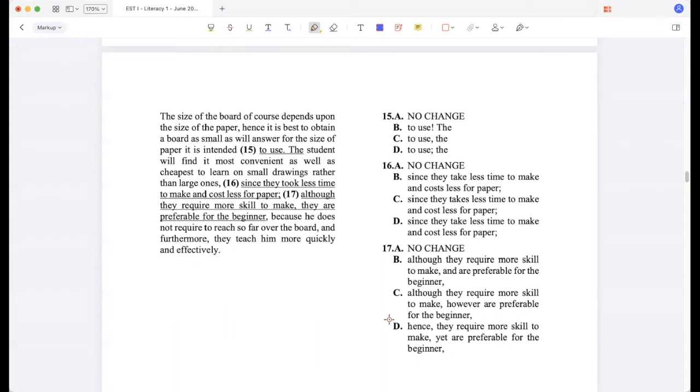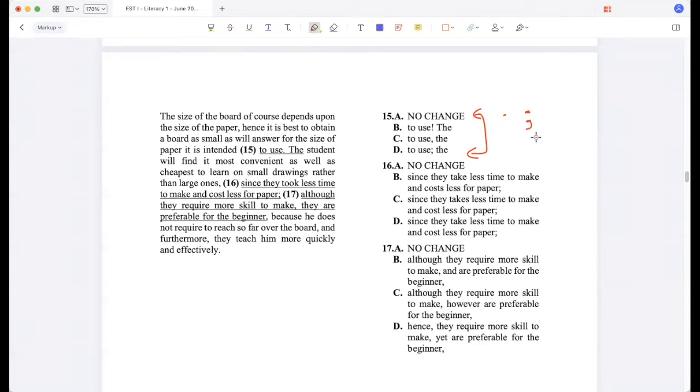Okay. Yeah, so option A and option D are the same. You can use a full stop or a semicolon between two independent sentences. But let's come back to this.